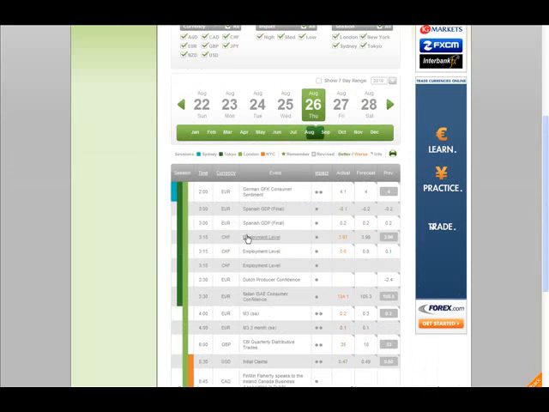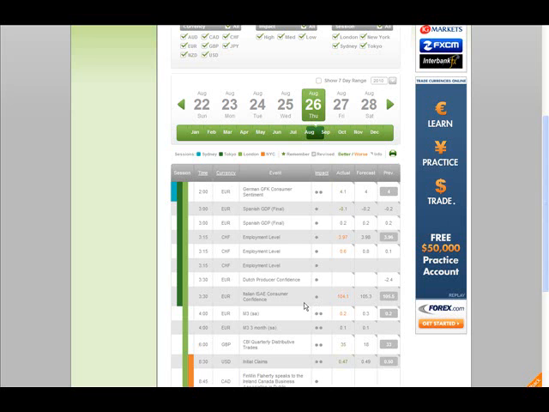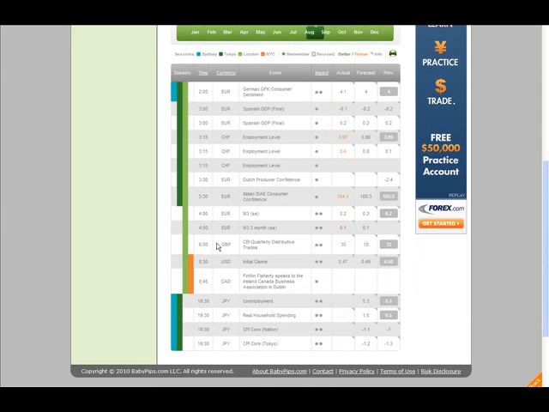Today is the 26th, and so we're looking for news that affects either the sterling or the dollar. Under this currency column, I'm looking for anything that says GBP or USD. Then under impact, I want to see if it has at least 2 or 3 dots, which indicates the importance it has on the market, because those will have more of an impact than those that just have 1 dot.